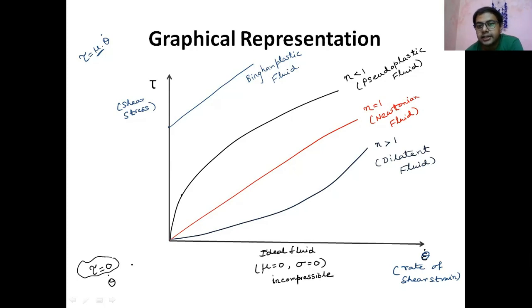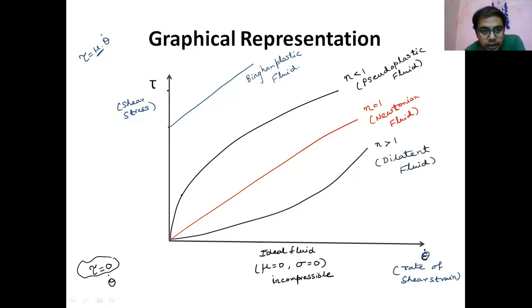without any shear stress, it is continuously deformed because the viscosity is 0. As the viscosity is 0, whatever the value of the theta dot, tau will be equal to 0. So this abscissa, you can consider the plotting of the ideal fluid.